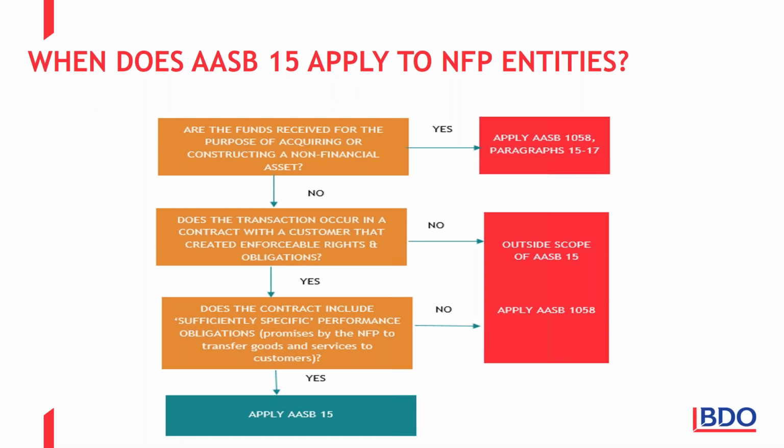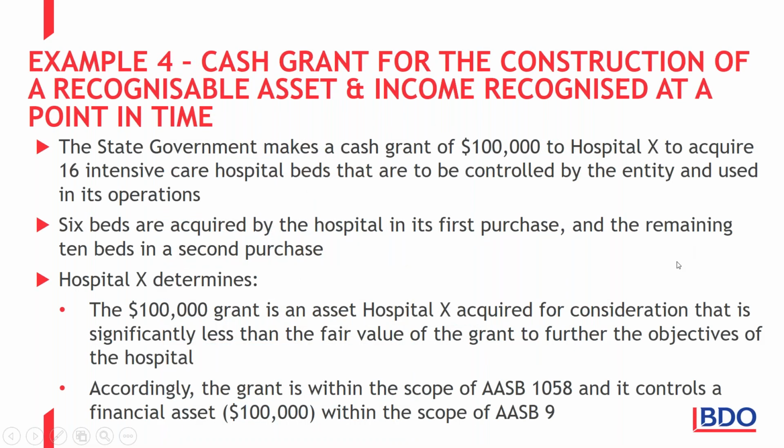Now you can see two instances here where AASB 1058 would apply. First of all, in the first question, are the funds received for the purpose of acquiring or constructing a non-financial asset? If you say yes, then you apply paragraphs 15 to 17. However, even if you said no, and in the second yellow block you have an enforceable agreement, and in the third yellow block you don't have sufficiently specific performance obligations, you could still end up applying AASB 1058. Now, the best way to explain this is to look at some examples.